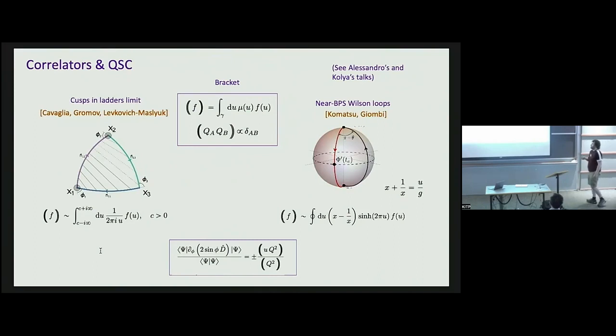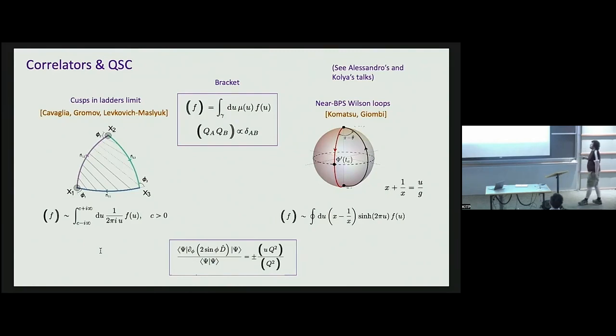we call a bracket. And what the bracket is really just an integral operator, which takes some function, integrates it along some contour, weighted with some measure mu. And in these setups, the key property of this bracket is that Q functions corresponding to two different states, say psi A and psi B, are orthogonal. Okay, so you can essentially view this as being a scalar product on the space of Q functions.